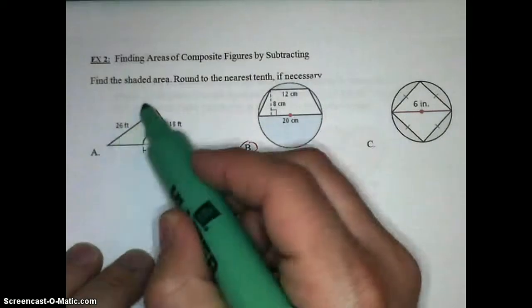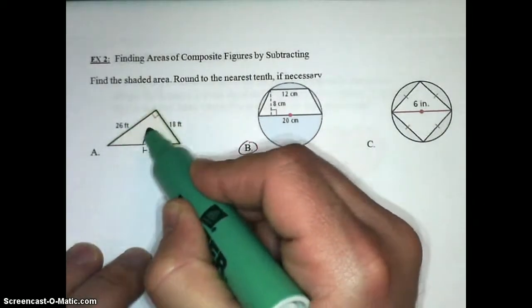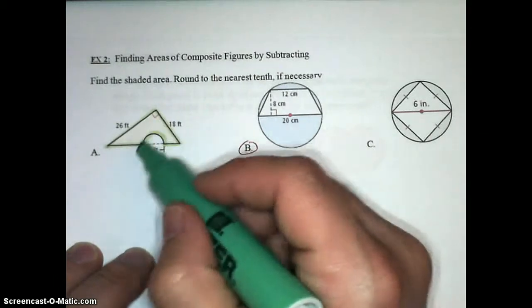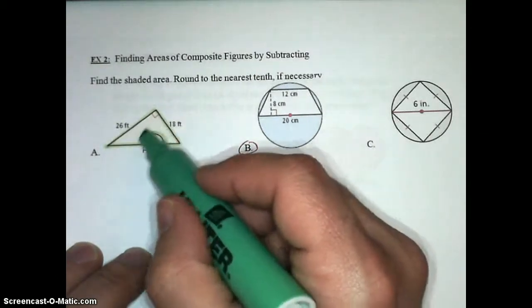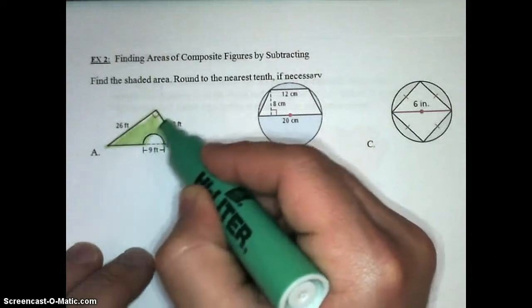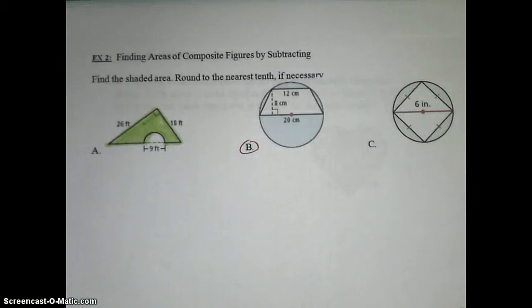We have a triangle, but then we are taking out this half circle. We're not adding a half circle to the triangle area, we're removing that. Think of actually cutting this out. We would cut out that half circle. So the only area we are concerned with is everything but that half circle. Well, that means we need to subtract some areas. So here's how we should do that.